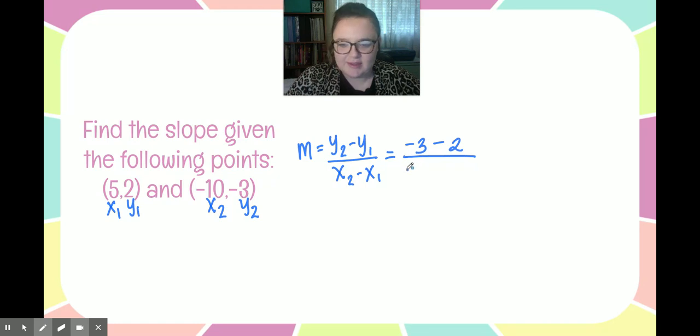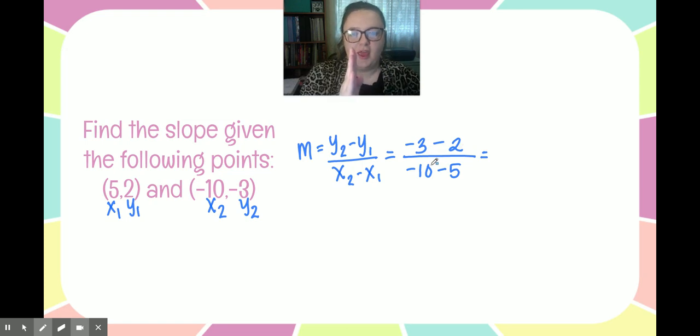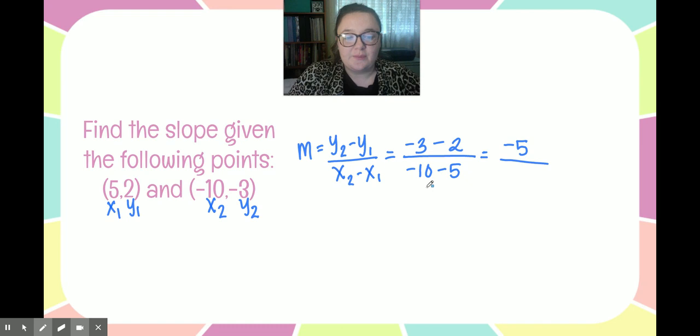X2 is negative 10, minus x1 is 5. And I'm going to do my math. Negative 3 minus 2. If you're at negative 3 on a number line and you're subtracting 2 more, you're going even more negative. So you're putting yourself at negative 5. And at the bottom, if you're at negative 10 and then you subtract 5 more, you're going even more negative. You're at negative 15.